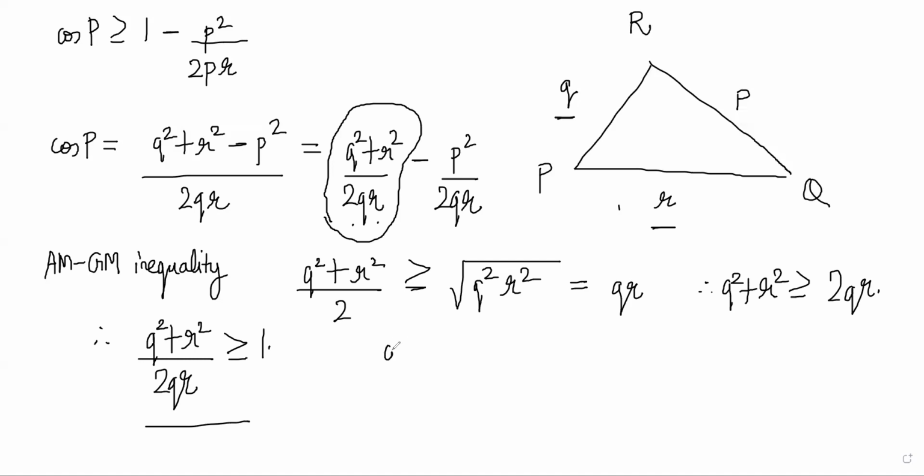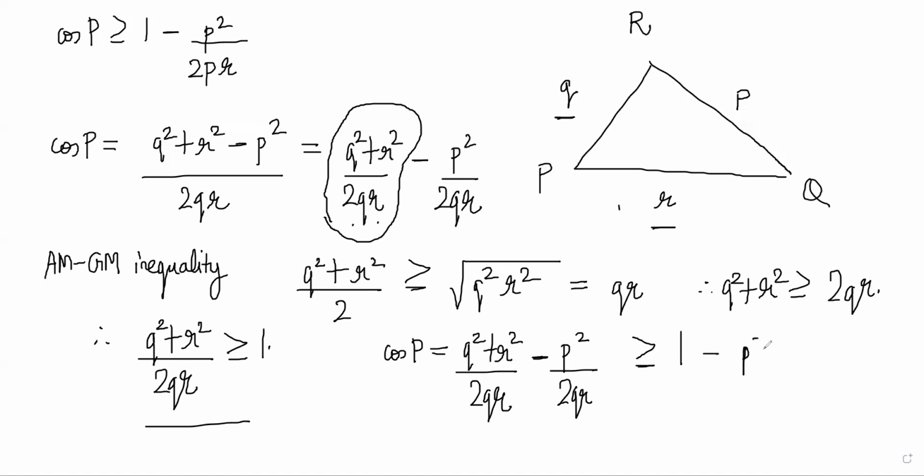So we have cos P is equal to Q square plus R square by 2QR minus P square by 2QR. But this is greater than or equal to 1 minus P square by 2QR, right? Because we can say that this part is bigger than 1. Therefore, if you replace it with a smaller quantity, obviously cos P is greater than or equal to this. So option A is correct for us, right? So we have figured out option A.